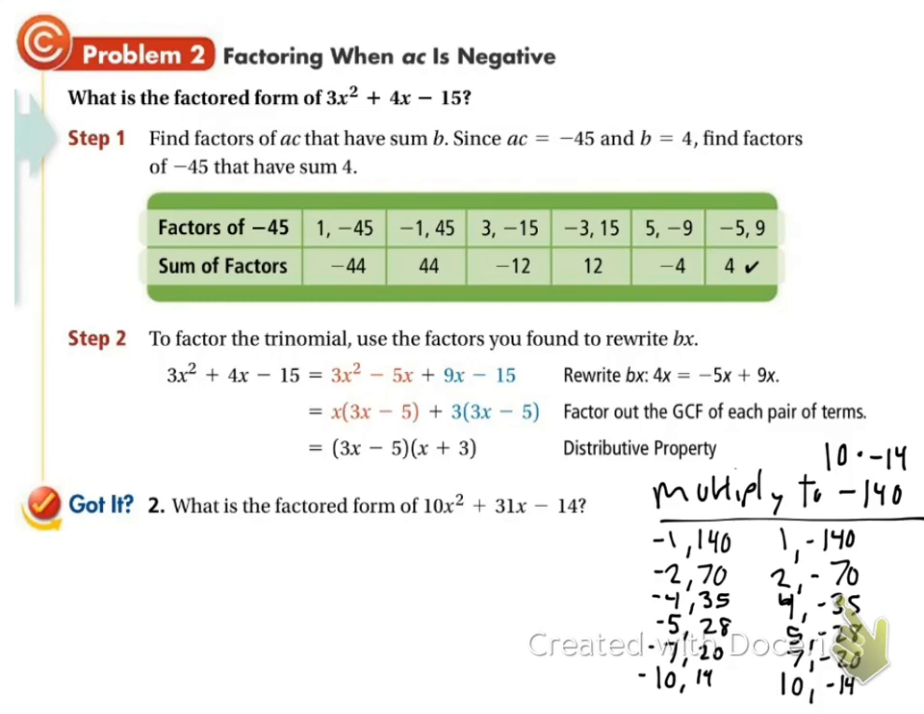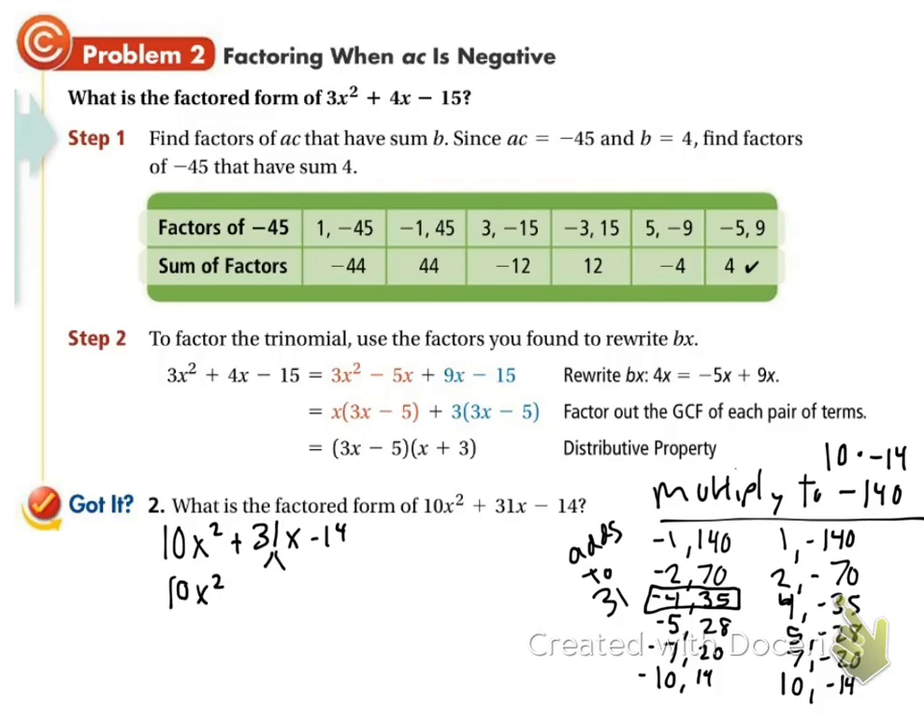And I'm looking for the one that adds to 31. So that's going to be this one here. 31 is positive, right? So my bigger number is going to be positive. So we're looking at negative 4 and 35. So remember, I'm starting with my form. I'm not jumping right to my parentheses yet. First, I need to split this up.